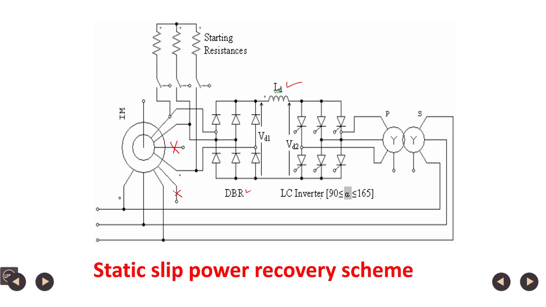So, this is a phase control converter operating in inverting mode, with firing angle above 90 degrees, and this 3-phase line commutated inverter output is connected to a transformer, and then it is connected back to the supply.